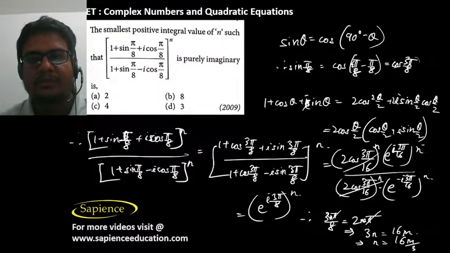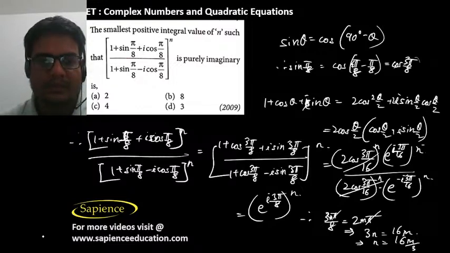Purely imaginary, so this should be of the form (2n plus 1) pi by 2. Okay, sorry, it's wrong.